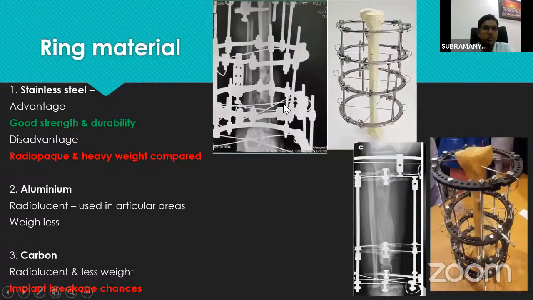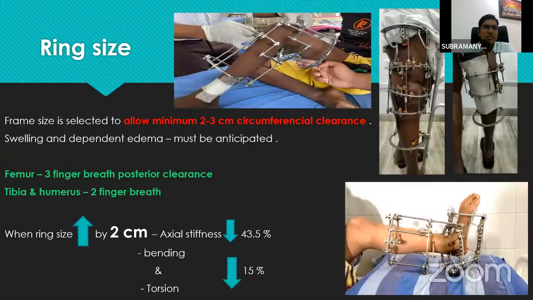In these situations, you can use an aluminum ring, which is radiolucent and less weight, or you can use a carbon ring, which is also radiolucent and less weight, but some chances of implant breakage have been reported with the carbon rings. So what will be the ideal ring size? The ring size is selected so that at least 3 finger breadth is provided posteriorly in the femur and 2 finger breadth in the tibia and humerus. Posteriorly, there will commonly be swelling and dependent edema. So hence we are giving a good clearance posteriorly.